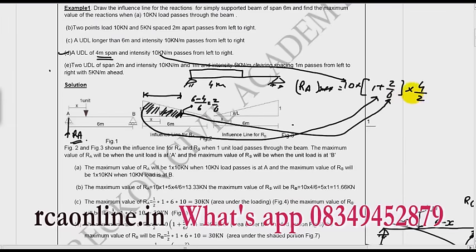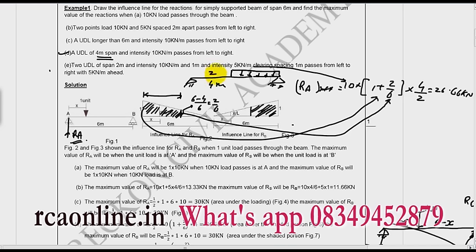So how much will I get? I will get 26.66 kilonewton as RA. Now what will I do for RB? To find the maximum area, I will place the load in this fashion. For RB, the load will be like this, covering the maximum area beneath it.